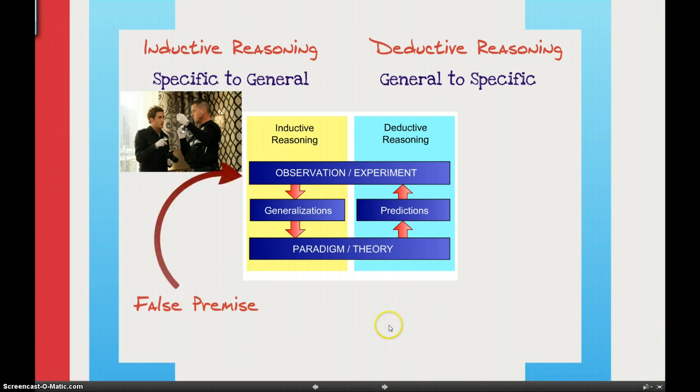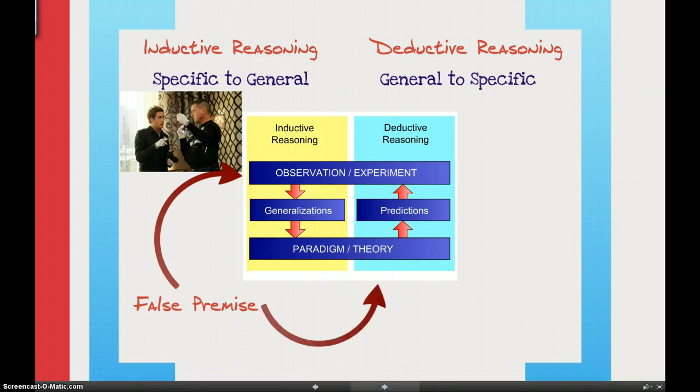So for inductive reasoning, a false premise might be like in CSI when they have several clues. One of the clues maybe is a plant. Someone put it there by mistake or put it there on purpose to frame somebody. So if you have a clue that's incorrect, they might use good inductive reasoning and come up with a theory, but because their clue was incorrect, they have an incorrect conclusion.